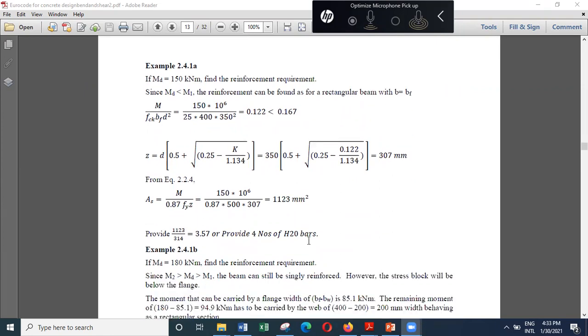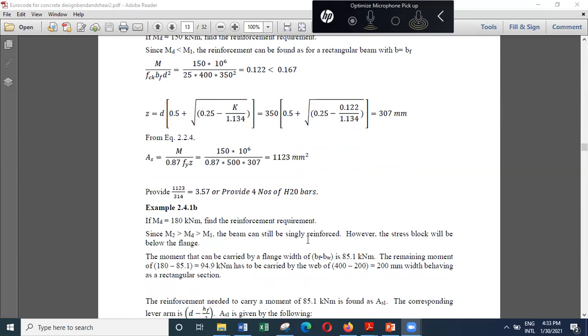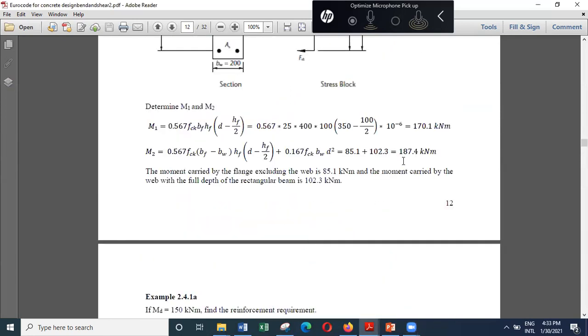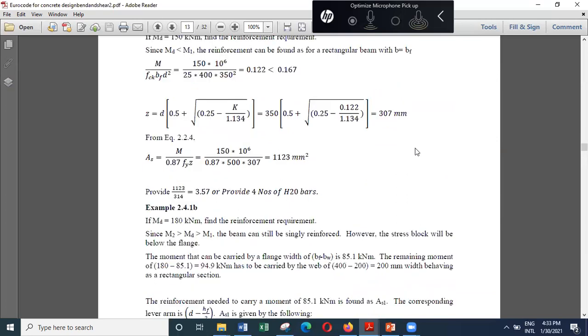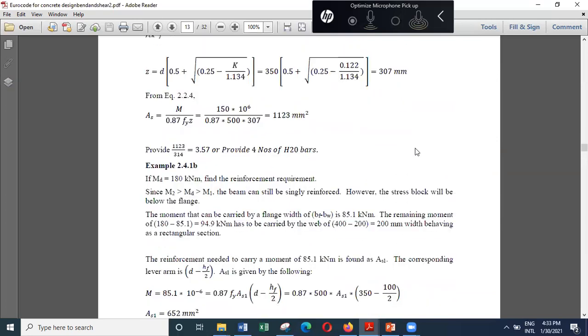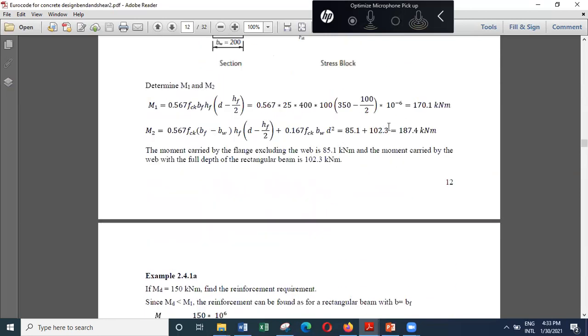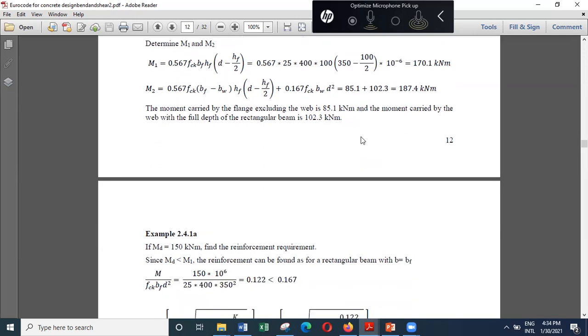So if the moment is 180, which is in between these two, then the reinforcement is found considering that this 85.1 kilonewton meters can be carried by using the flange action. You consider the flange, and the remaining part of the moment has to be carried by the rectangular section.